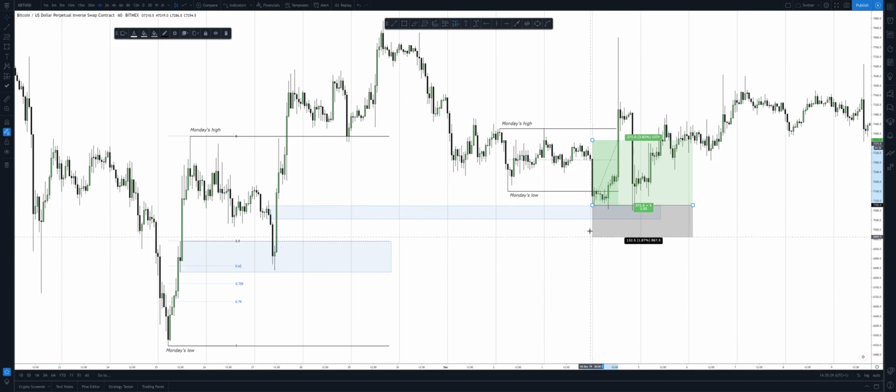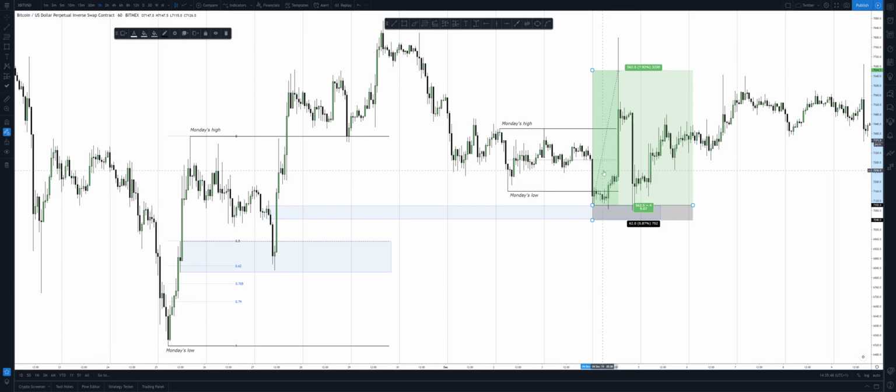So let's say you want to be a buyer and you want to enter. This is a risky trade, okay? Let's say you get filled on this wick and your target is this fair value gap fill into this bearish OB, followed by the liquidity above Monday's high, these equal highs right here. And maybe even into this OB.